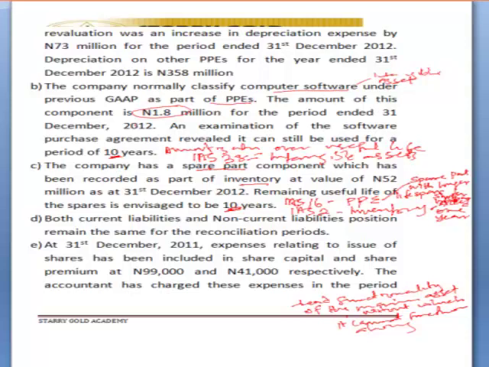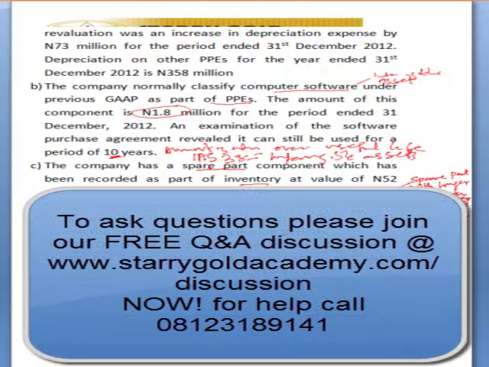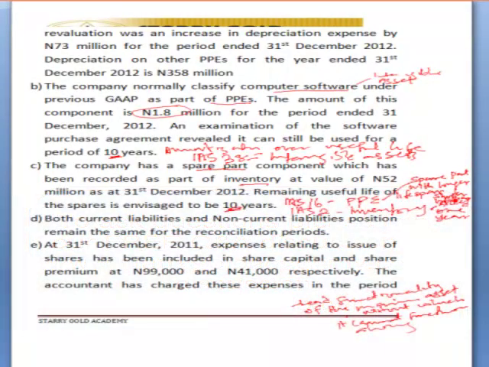Now, the spare part in this question scenario is expected to be used for 10 years. It means it is a wrong classification to have included it as part of your inventory figure in that financial period. So as at the date you are switching over to IFRS, you have to reclassify this particular spare part from inventory to property, plant and equipment, and also calculate a depreciation. You need to decide on your depreciation policy based on the useful life of that spare part.